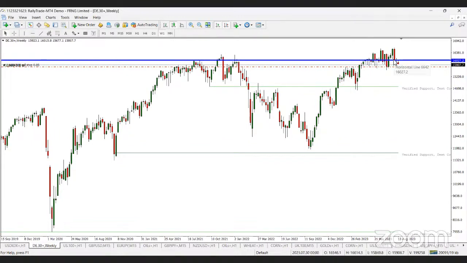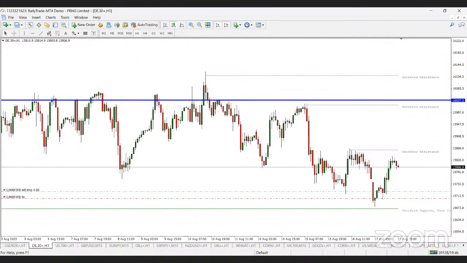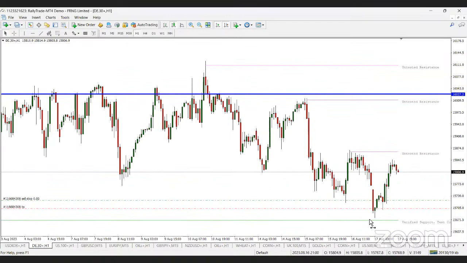Two weeks back, when I was talking about this, I talked about how this weekly time frame was a bearish engulfing pattern and how we should look out for a sell on DE30. I remember saying that the best place to enter is at resistance points, and that is still the case. But right now, on 1 hour, DE30 actually hit a verified support, and throughout this morning it's been buying.